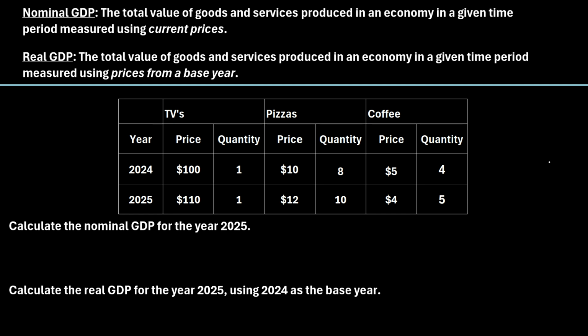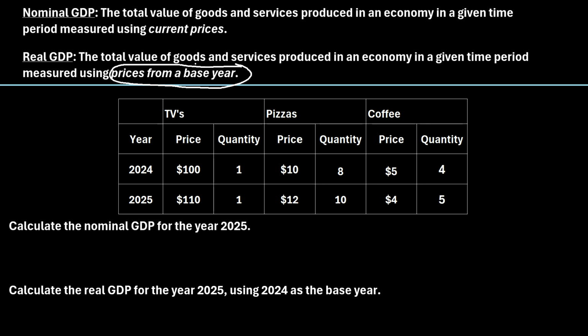In this video, I will explain how to calculate nominal GDP and real GDP. So let's start with a quick definition of both of these terms. The nominal GDP is the total value of goods and services produced in an economy in a given time period, measured using current prices. So when we're calculating the nominal GDP for some economy, we're using current prices. Real GDP is the total value of goods and services produced in an economy in a given time period, measured using prices from a base year.